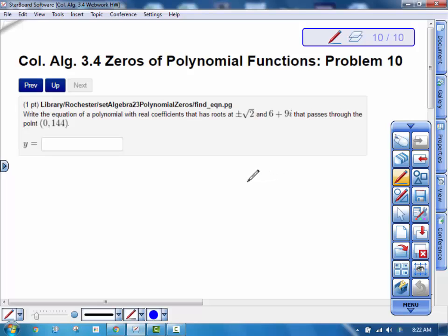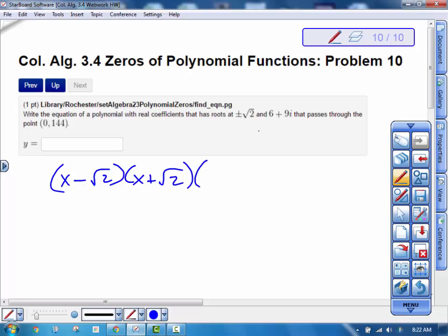I might not be able to put this in the test because it's just too long, but it's a really good problem to practice with because it's probably the hardest one. So we have two zeros. We have the square root of 2 and negative square root of 2. So here's two of the factors right away.